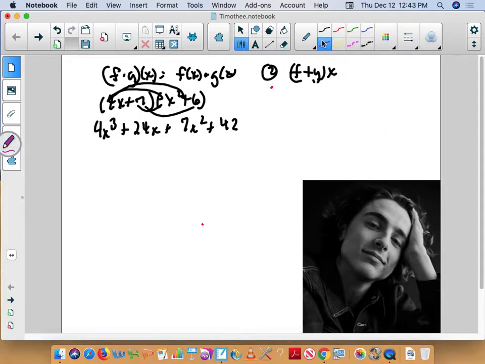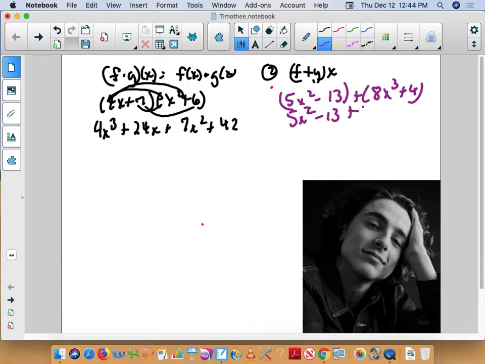All right, f of x is 5x squared minus 13. And g of x was 8x cubed plus 4. So I can just add it straight across because this plus sign doesn't change anything. So I have 8x cubed in the front, 5x squared, and negative 9. All right, any questions on number 2?